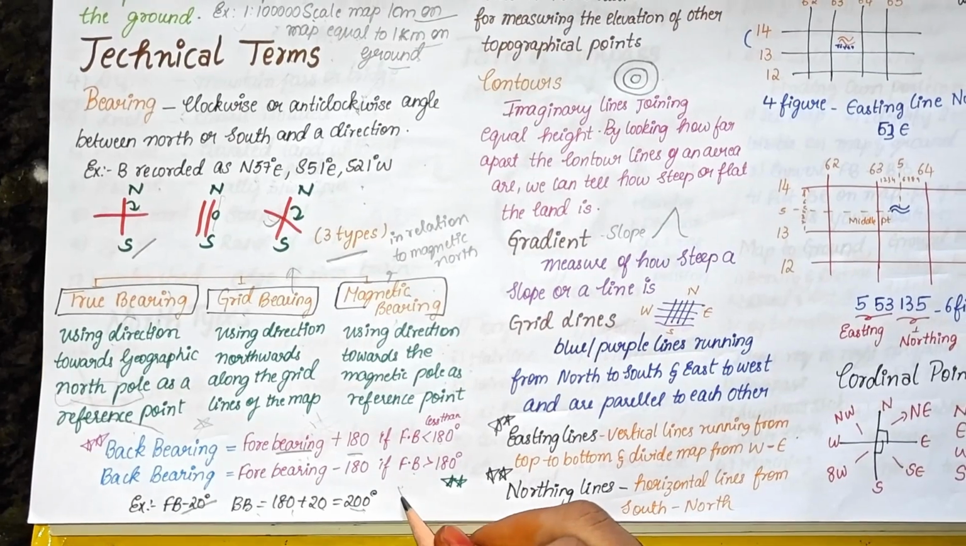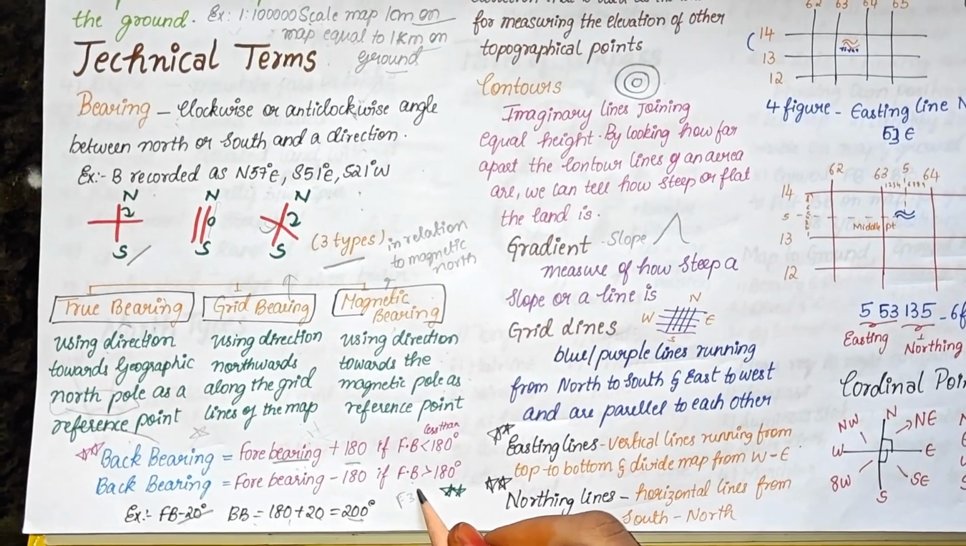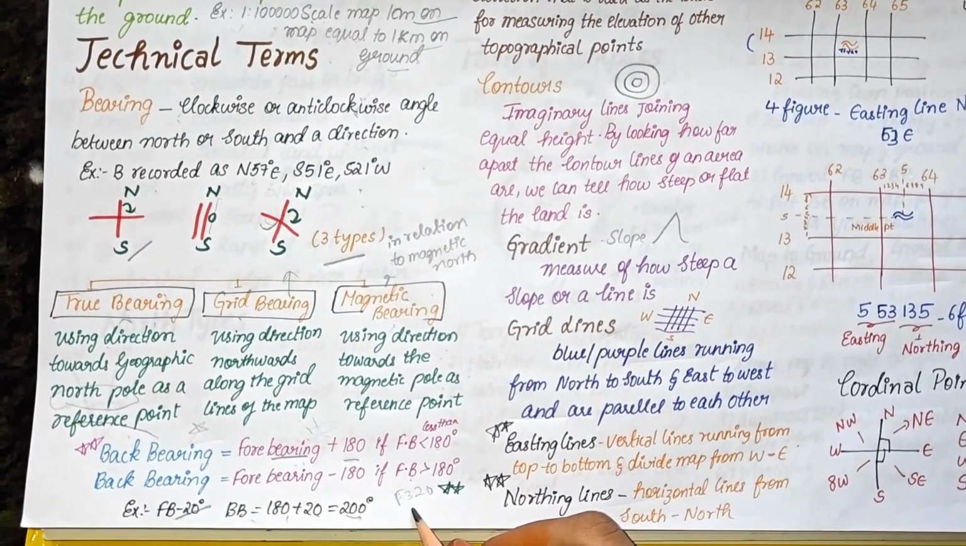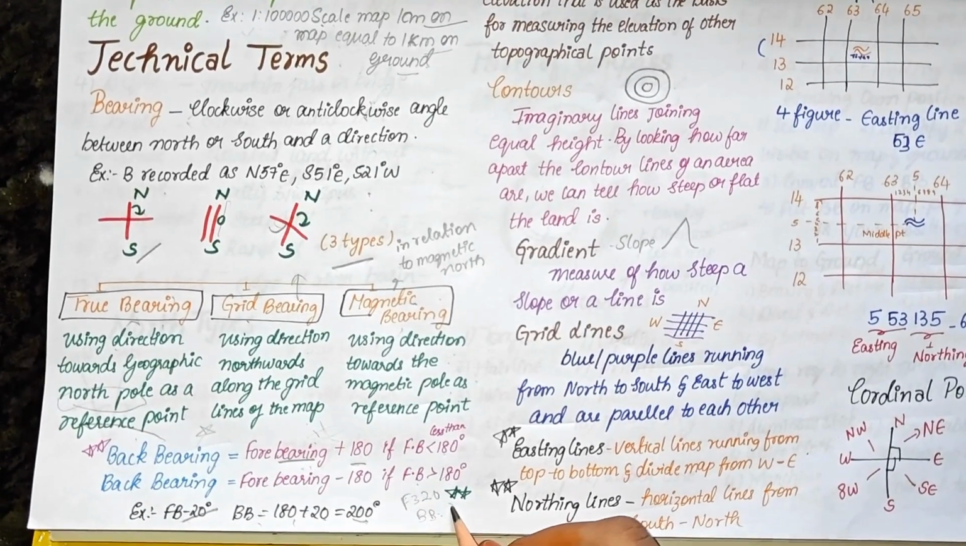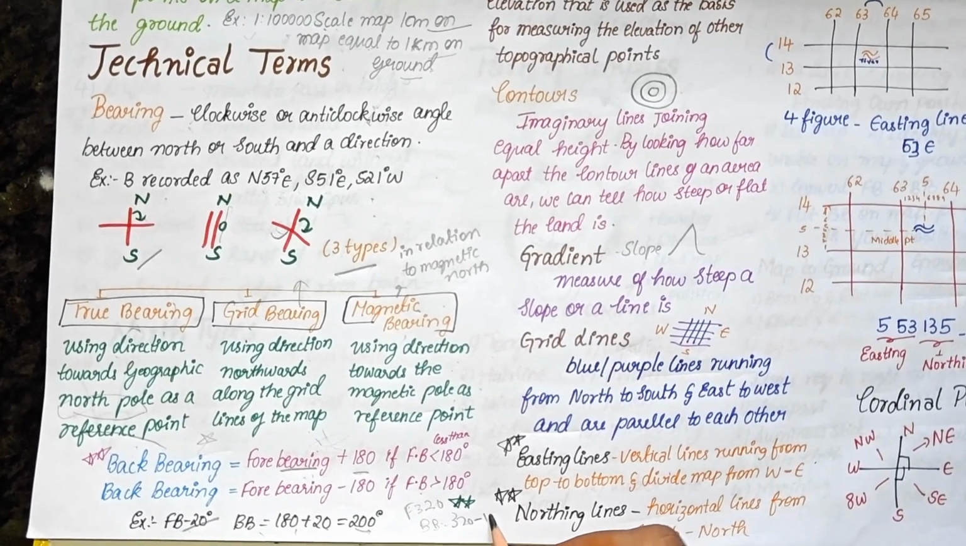If the forebearing is given as 320, then what do you have to do, students? So the back bearing will be, forebearing is 320, right? 320 minus 180.